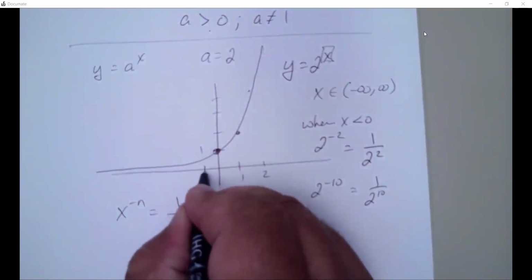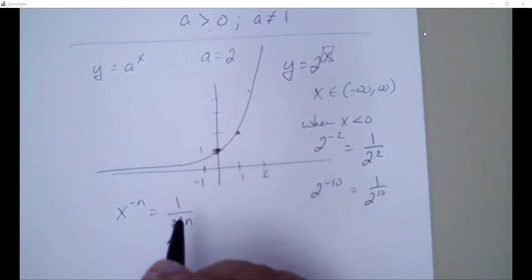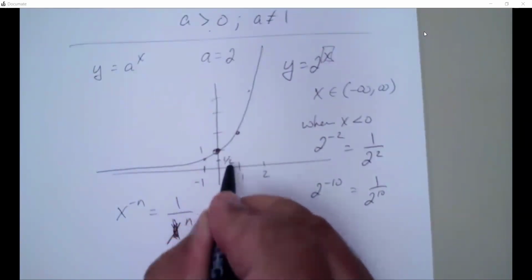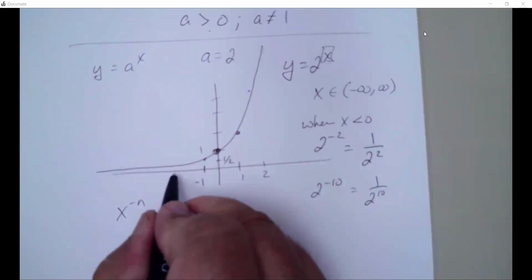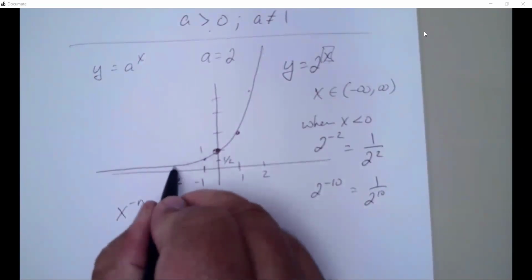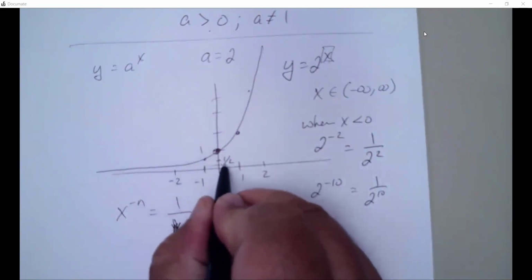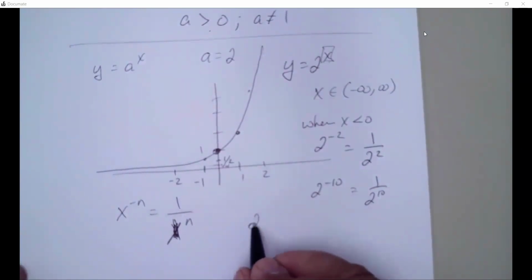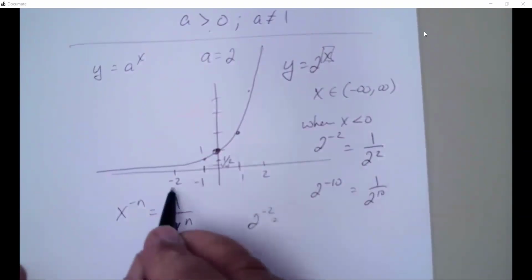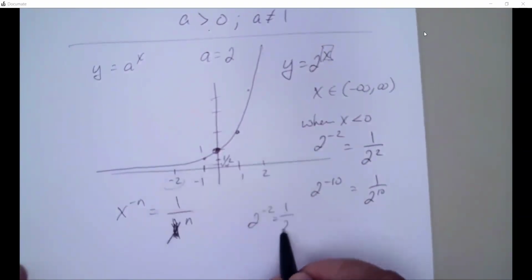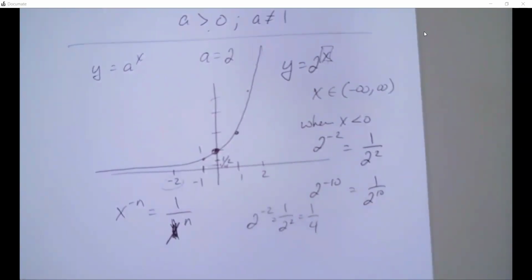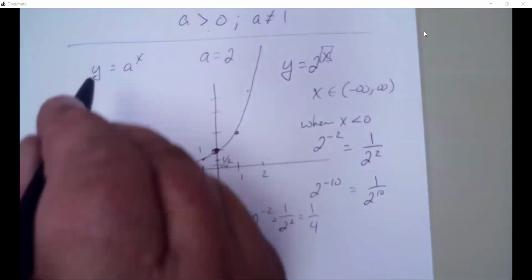So when x is negative 1, that means the graph is at 1/2. When x is negative 2, that means the graph is at 1/4. Because remember, 2 to the power negative 2 is 1 over 2 squared. And so that's the graph.